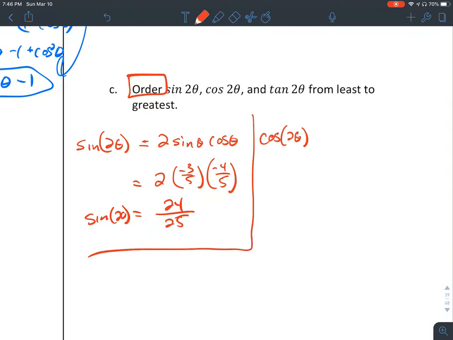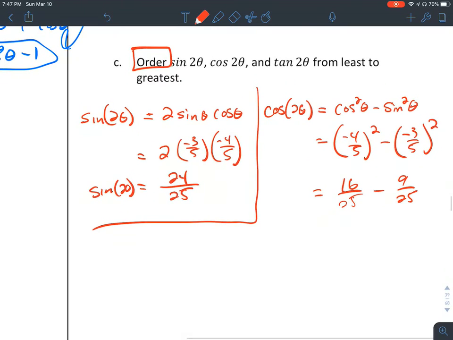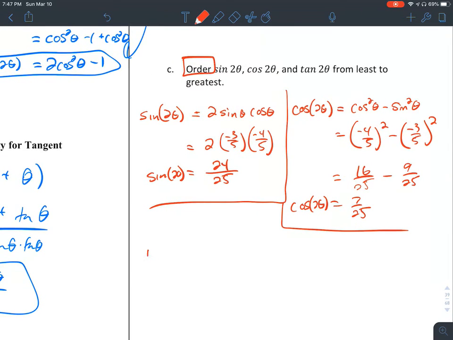Cosine of 2 theta is, by the double angle identity, cosine squared of theta minus sine squared of theta. That's one version of it. Cosine of theta is -4/5, and I'm supposed to square that. Minus sine squared of theta. Sine of theta is -3/5. I'm supposed to square that. So that's going to be 16/25 minus 9/25. That makes this 7/25. Cool? Then we've got to do tangent of 2 theta.